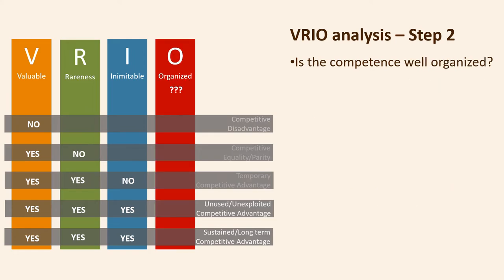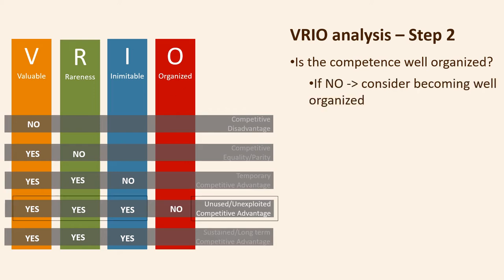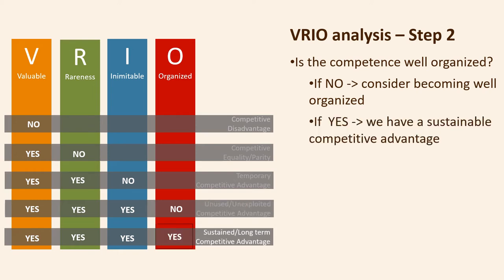We have reached the fourth and last column, O. It is about whether the competence handling is well organized. If it's a no, then we have an unexploited competitive advantage. We can consider whether we want to do something about this competence so that it becomes well organized. We have a sustainable competitive advantage if we can answer yes about the competence being well organized.